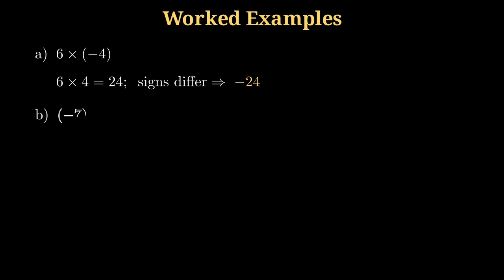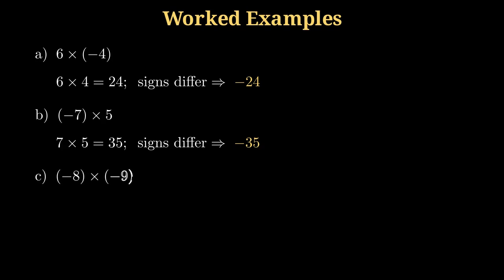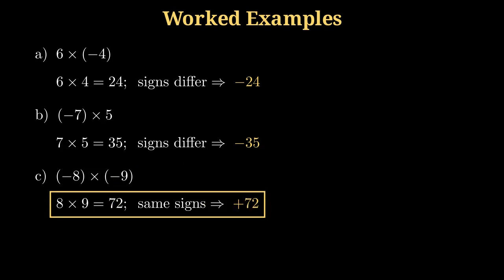Example B. -7 times 5. 7 5s are 35. The signs are different again. -35. Example C. -8 times -9. 8 9s are 72, and the signs are the same, both negative. Same signs means positive. Positive 72. That is our pattern from earlier, doing its job.